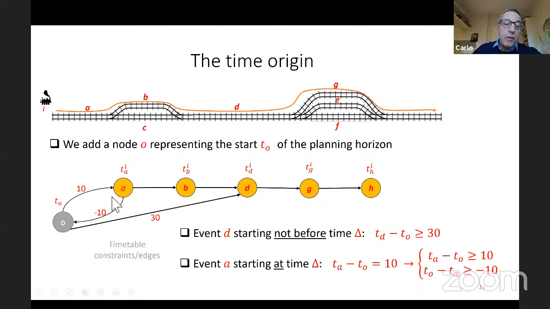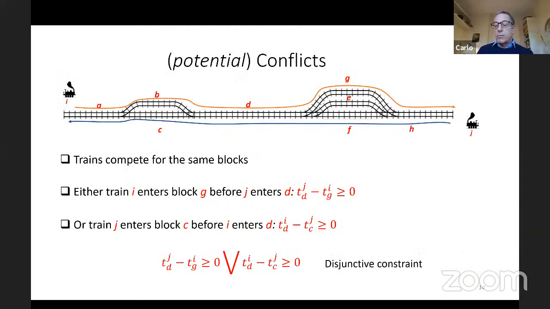These three edges I just represented here are quite important. They are called timetable constraint edges because they mostly refer to timetables and to arrival and departure times of the trains from stations or any other point. So finally, we have the conflicts. Trains compete for the same blocks, as we've seen. For example, here in this figure, train A and train J will at some point both want to access the track D. So either A goes through D before J enters D, or vice versa.